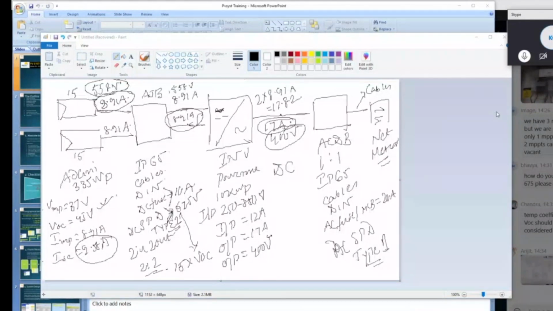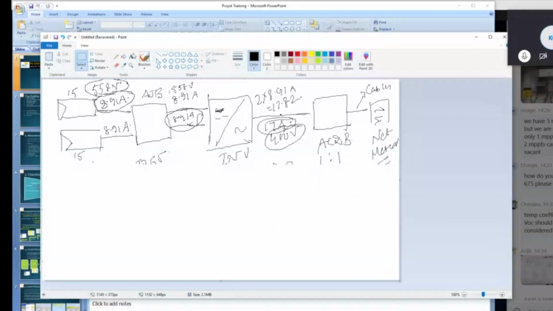Fine. So now we are going to learn the other BOS, the other things in our design. What we have left is cables. Here we need to use basically two types of cables, one is the DC cable, one is the AC cable. DC cables are always single core, one core, because it's a DC cable.